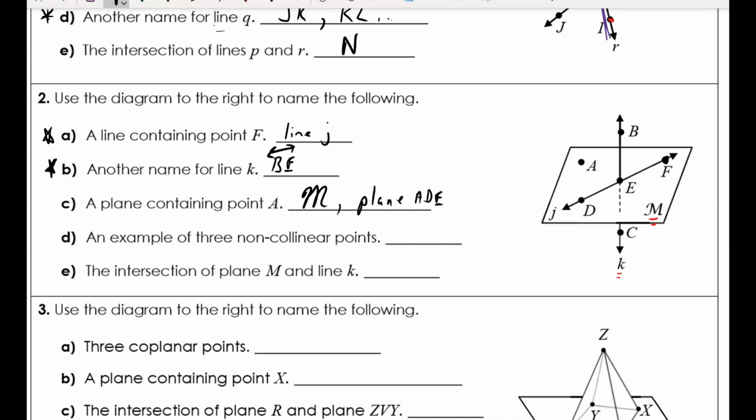And by the way, when you're looking at 3 points and you're looking to make sure they're non-collinear, you're looking to see a triangle. So ADE makes a triangle. You don't want to say DEF because they make a line. So there's different ways to name that plane. An example of 3 non-collinear points. So how about the same ones that I just mentioned, since that's how I named the plane? A, D, and E. Could have said A, F, and E. That would have worked too. That's another triangle. So yes, there's multiple ways.